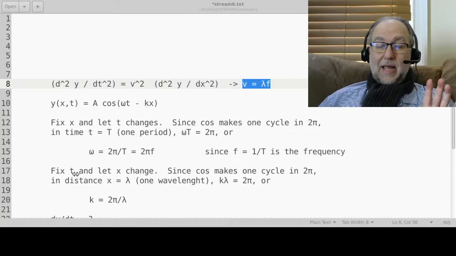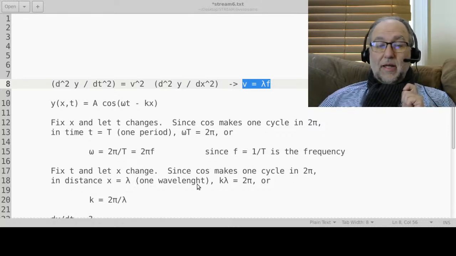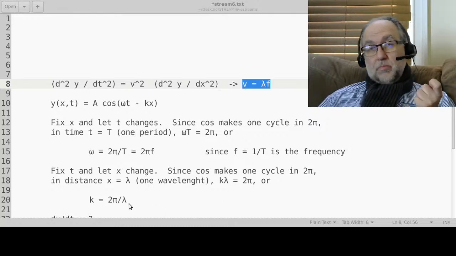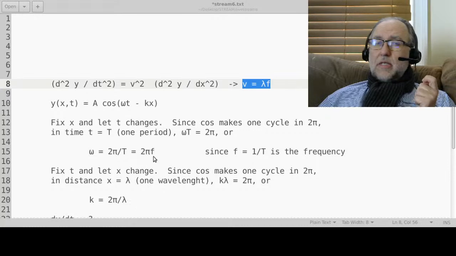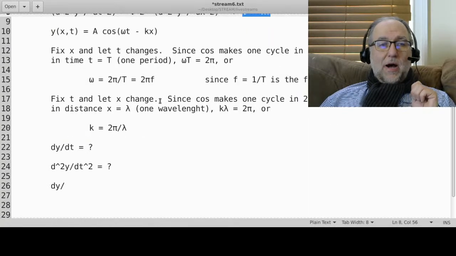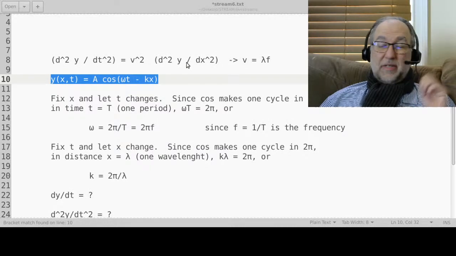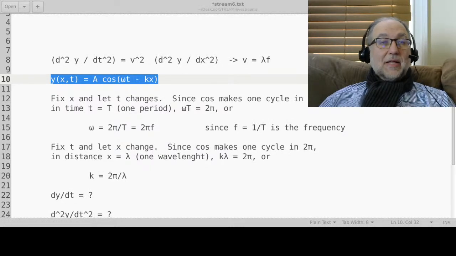We fix time, so we're taking a snapshot, and we let x vary. Since the cosine makes an oscillation in 2 pi, in distance x we've traveled one wavelength, and that means k times lambda must equal 2 pi, or k is equal to 2 pi over lambda. There isn't an equivalent of a frequency there, so we just leave that as 2 pi over lambda. Now we ask, does this function even solve that equation up there? And the answer is yes.